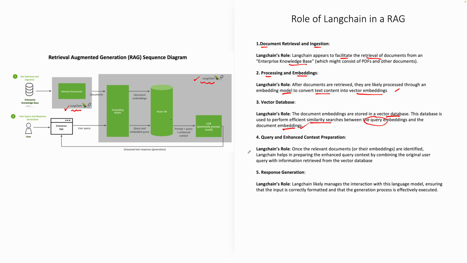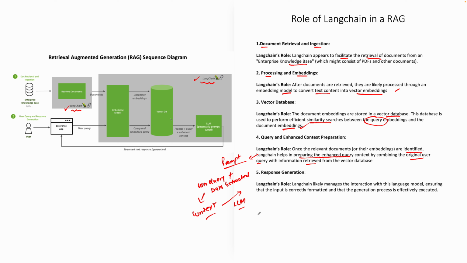Now the next stage is, obviously you've done the similarity search. Now it is about query enhancing and context preparation. This is where the LLM, the generation part, comes into the picture, where you need to send this as a prompt. So once the relevant documents or embeddings are identified, Langchain helps in preparing the enhanced query context by combining the original user query with the information retrieved. So this is becoming your prompt, which is the user query plus the data that you extracted, right? So user query plus extracted data becomes your context. So this way the LLM knows the context. Then you pass it over to the LLM for response creation, right?